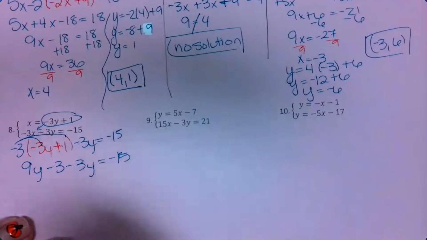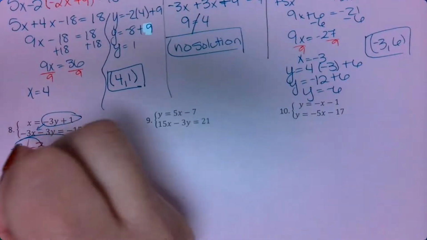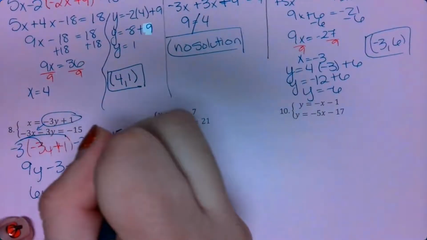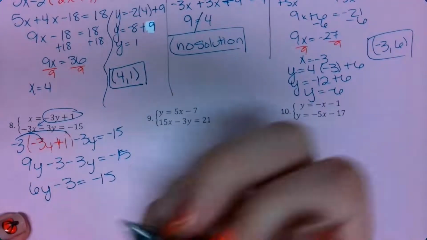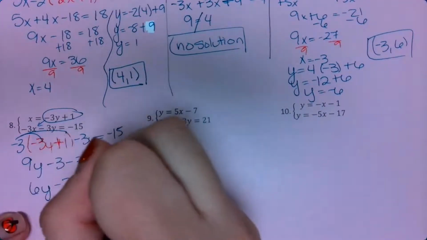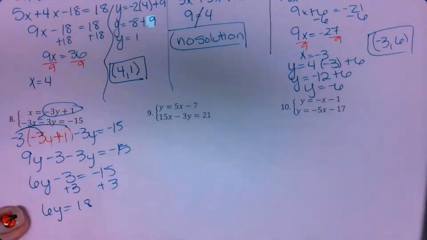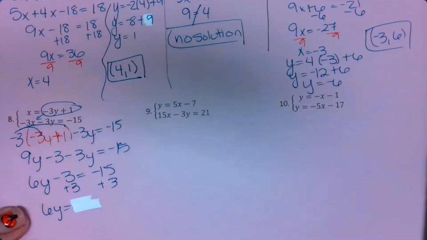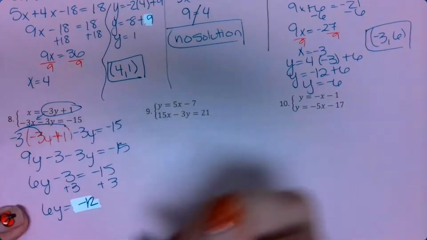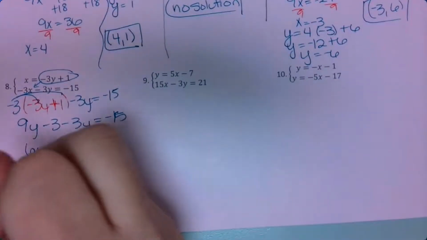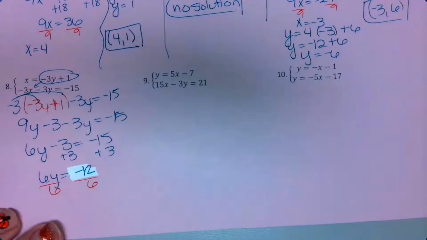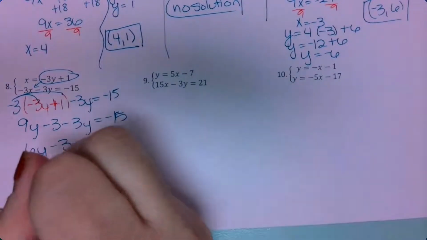Then I want to go ahead and combine like terms. That's going to give me 6y minus 3 equals negative 15. I'm going to go ahead and add 3 to both sides. I get 6y equals 18. Nope, just kidding. That 15 was negative. Negative 12. Then I want to divide both sides by 6. I get y equals negative 2.